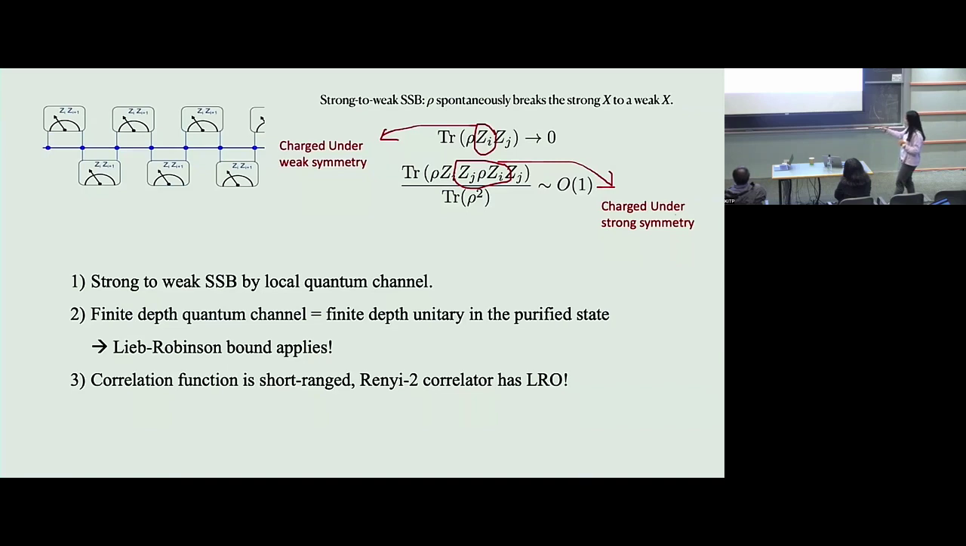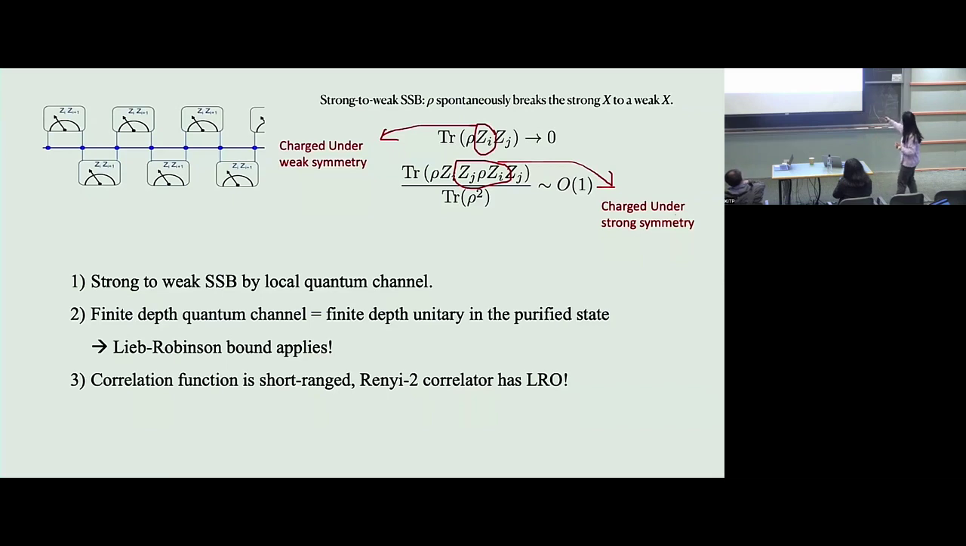So this is an explicit example where strong Z2 symmetry is broken down to weak Z2 symmetry. And here we only apply a one-depth quantum channel where we just measure some local observables and average over all of the outcomes. In quantum information, the finite depth quantum channel is equivalent to a finite depth unitary acting on the purified state defined on the enlarged Hilbert space. So the Lieb-Robinson bound still applies. And that is why no matter what type of observable we measure that is linear in the density matrix, it should be short-range correlated.